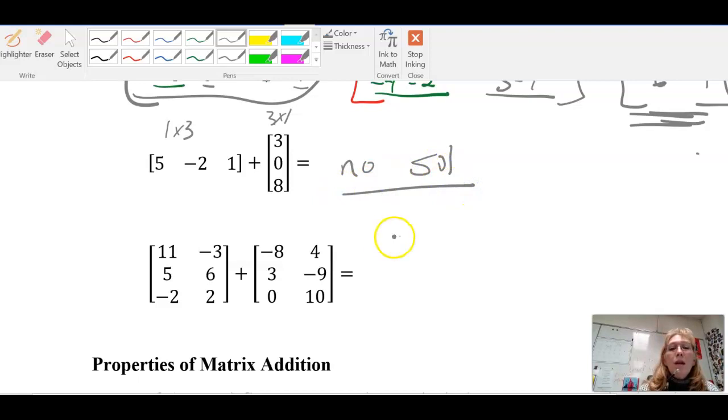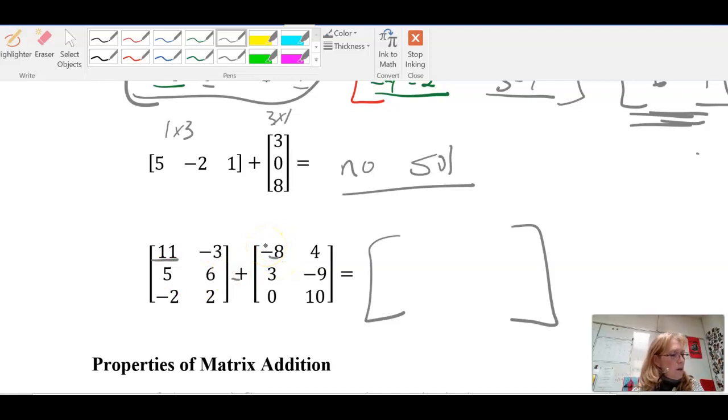Okay, this one here. I hope you're doing a good job. We're going to take 11 plus negative 8. So 11 plus negative 8 is 3. Let's do this in 2 steps so I know you're okay. 11 plus negative 8. Your next one is negative 3 plus 4.